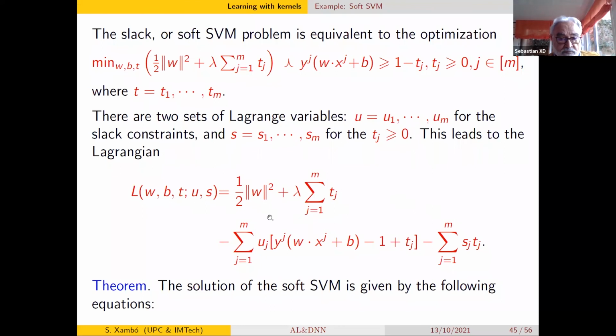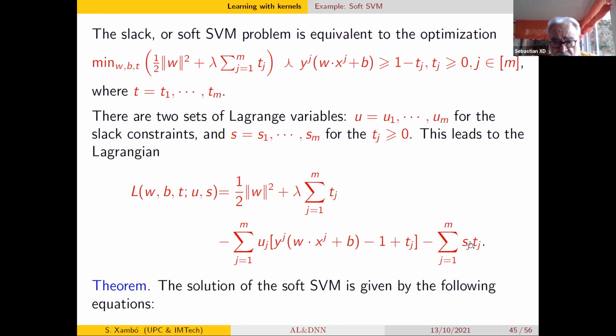Everything is fine. The Lagrangian depends on W, B, T, and the Lagrange parameters U and S. So you have the objective function. I put a negative sign because I want to write the constraint like this minus this minus this, which is greater or equal than 0. Therefore, I put a negative sign on the Lagrange variable. And similarly, for each Tj, there is again a negative sign.